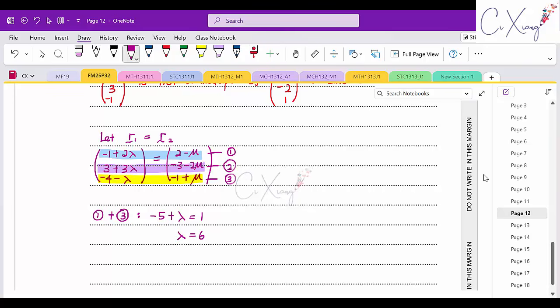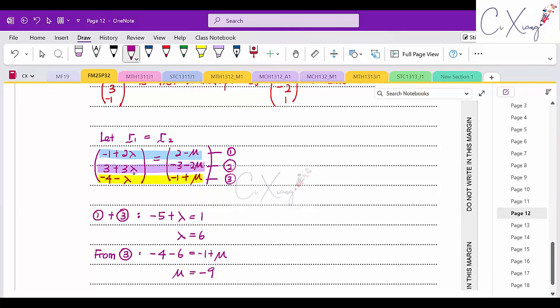So when lambda is equal to 6, what happens to your mu? Again, you can substitute lambda into either equation number 1 or 3, which you used just now, to get mu. So I substitute into 3. From 3, what I have here is negative 4 minus lambda, which is 6, equals negative 1 plus mu. Therefore, you get the value of mu: mu will be equal to negative 9.